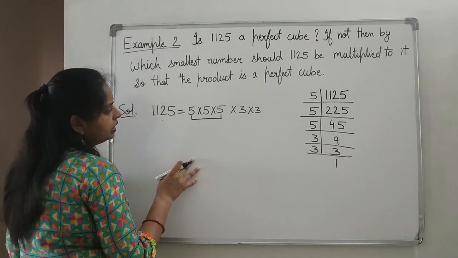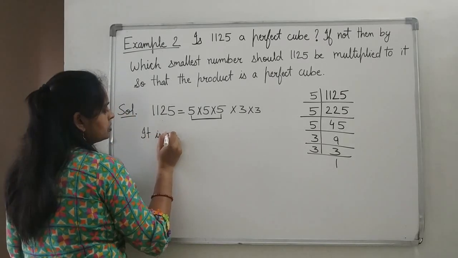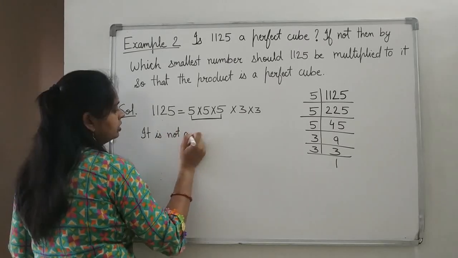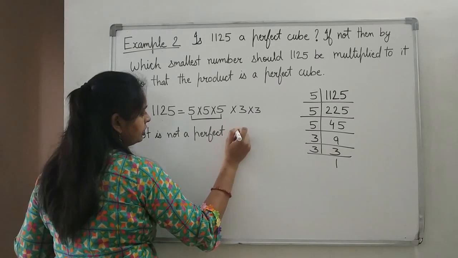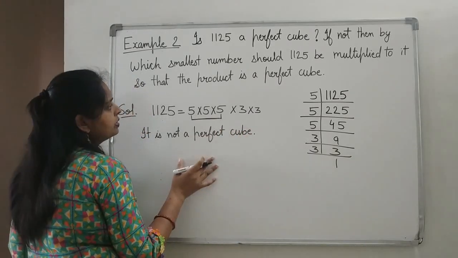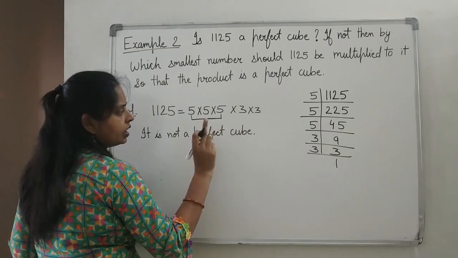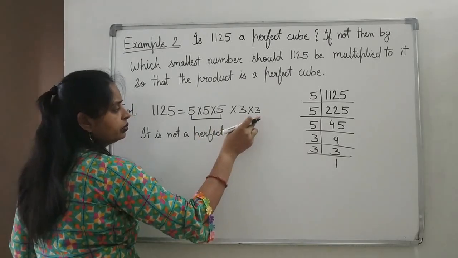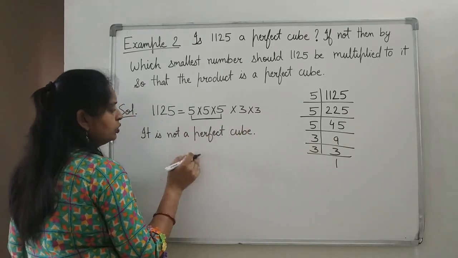I am not having 3 times, so it is not a perfect cube. Now the question is asking what smallest number should be multiplied. I can see here I am having two 3s, so I need one more 3. If one more 3 is there, I can make this number a perfect cube.